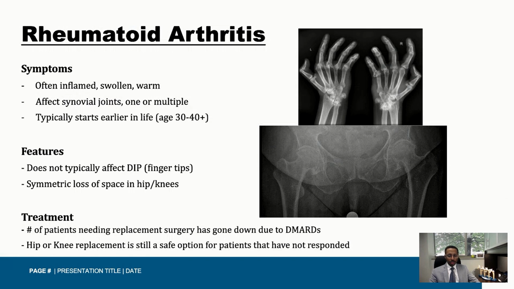Other examples are rheumatoid arthritis, which is an inflammatory arthritis, where the body's immune system will actually attack the hip joint. This can result in an inflamed or swollen joint. It affects multiple joints, including your hands, and it typically starts earlier in life. So I see younger patients with this condition. You'll have loss of the hip space, the joint space, and interestingly, in the last 10 years, patients have actually needed less surgery over time because the medical treatment has been so good. Ultimately, though, if the medical treatment does not work, surgery is then a last resort.